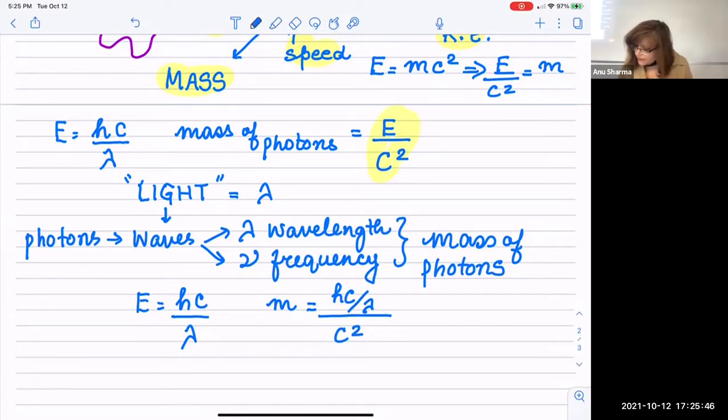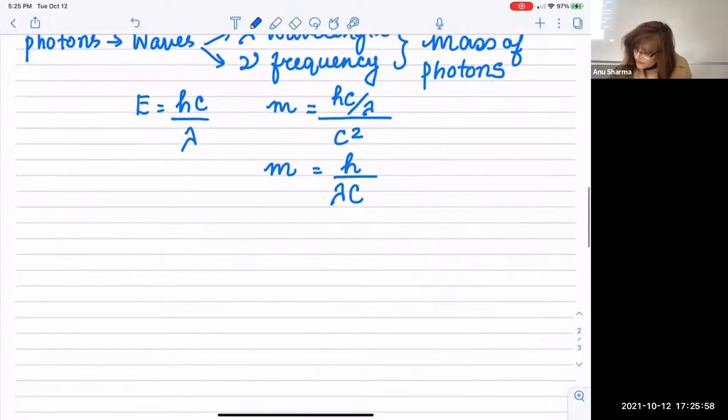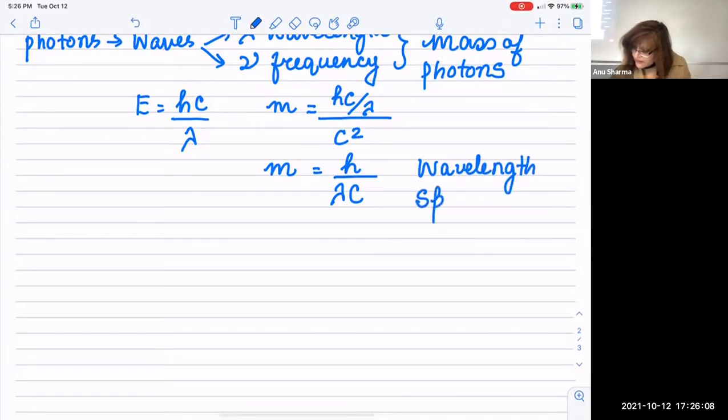Then rearranging this gives you the mass of a photon is equal to h over lambda c. That means now we have the wavelength, which comes through the color of light, and the speed. c is the speed of light, lambda is the wavelength, and h is Planck's constant, which has a value.